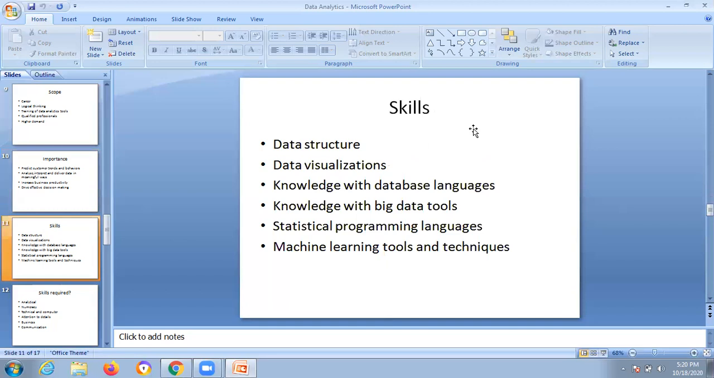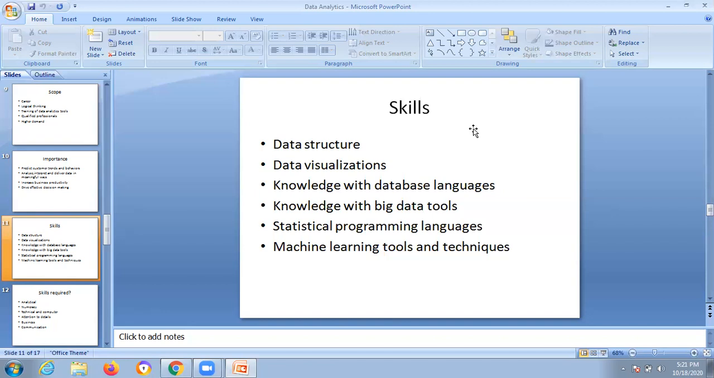And what are the important skills required? Data structure. That is, organization of data is very important. Data will be organized in some linear fashion. And next one is data visualization. Here, what is data visualization? Graphically, day by day, how many products got sold. It will be represented in a bar chart, pie chart. Everything will be demonstrated. Everything can be observed.